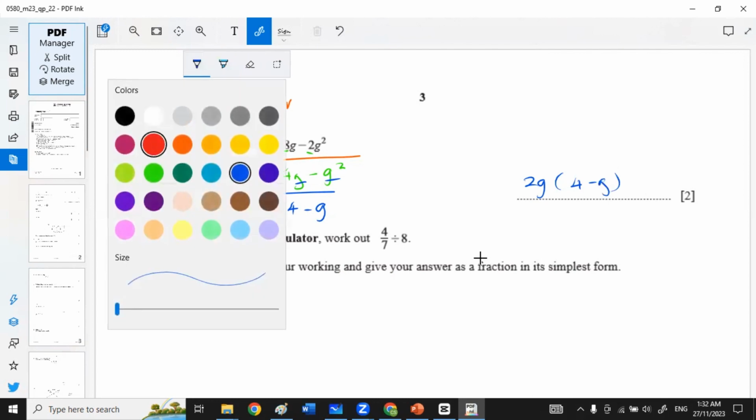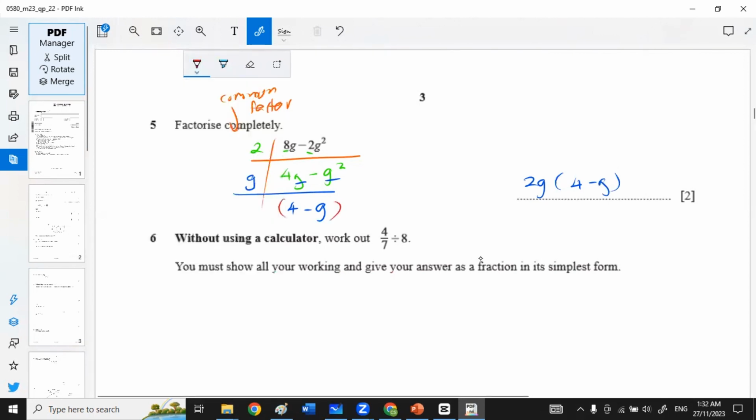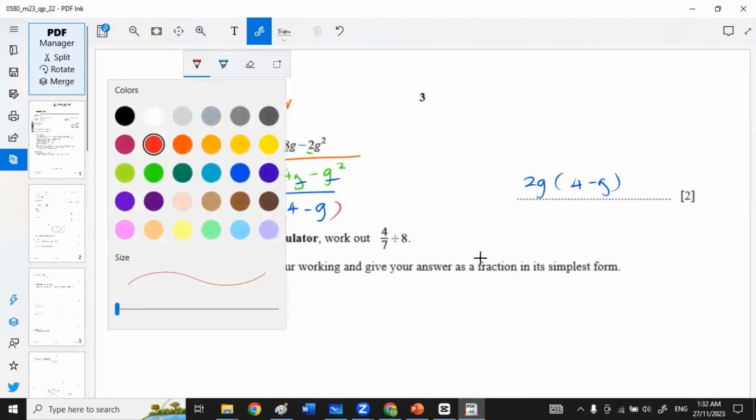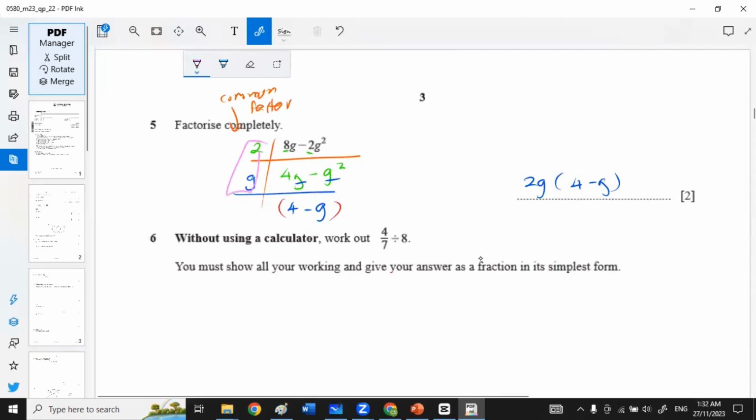This will be in the bracket. This will be outside the bracket.